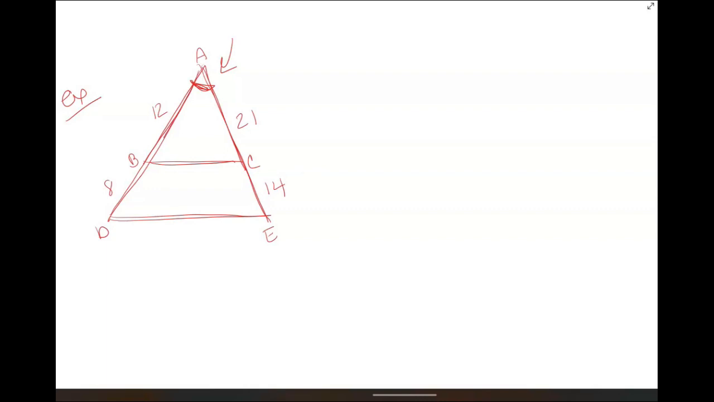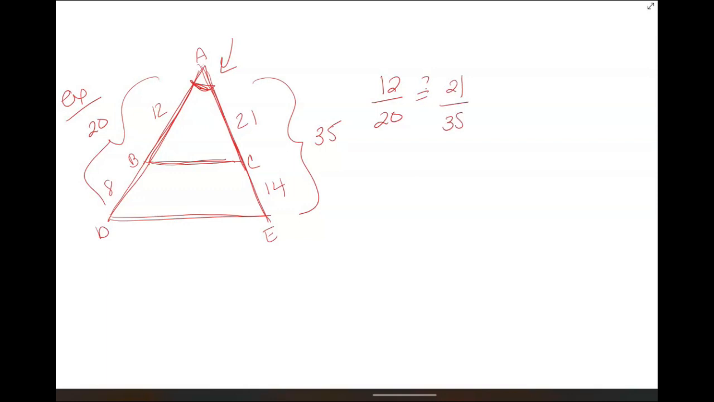So the sides of the smaller are easy to identify. They're simply 12 and 21. But in order for me to get the side of the larger, I have to add those together. So the sides of the larger are actually 20 and 35. All right, so now let's put our sides into a proportion. So 12 is to 20 as 21 is to 35.